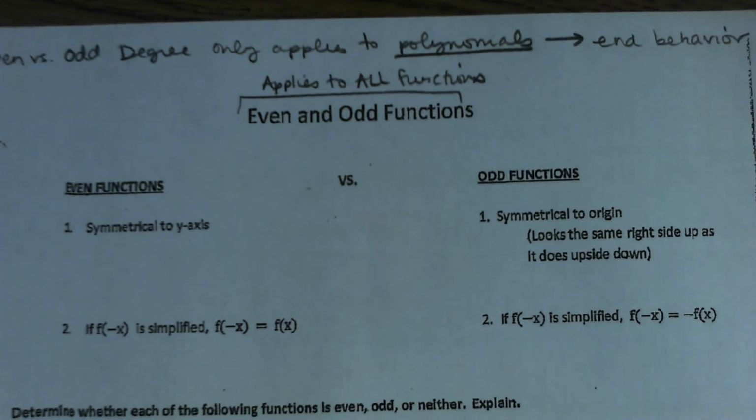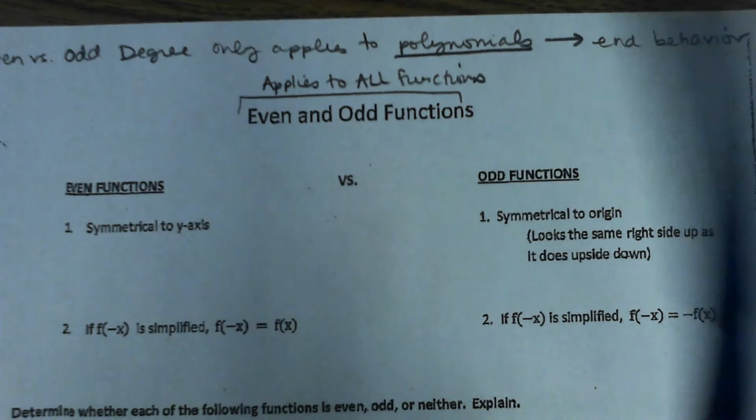It gives us insight as to whether the polynomial opens up or opens down on the end behavior, or whether it starts low, ends high, or starts high, ends low if it's an odd degree. That's all degree stuff and only applies to polynomials, whereas what we're about to do, which is even and odd functions, applies to all functions.